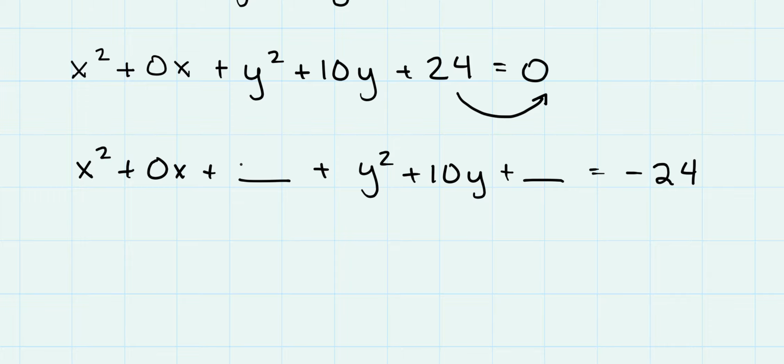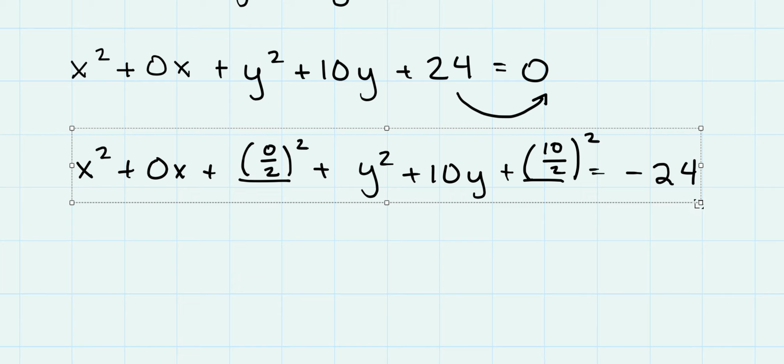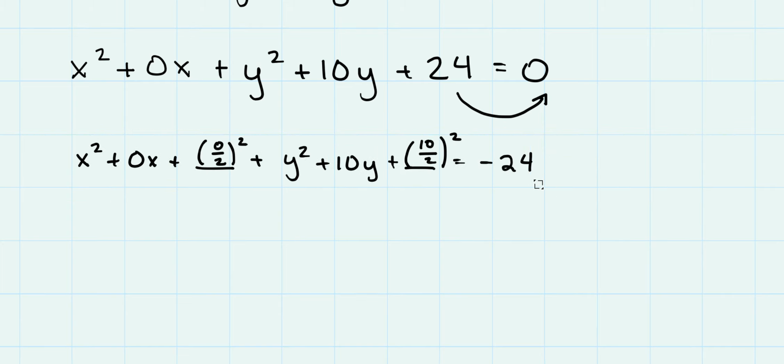Okay, so what I'm going to add here is I'm going to take this number 0, divide it by 2, and square it. Then I'm going to add here, I'm going to take this number 10, divide it by 2, and square it. And I'm also going to add both of those numbers to the right-hand side of this equation. So plus 0 over 2 squared plus 10 over 2 squared.